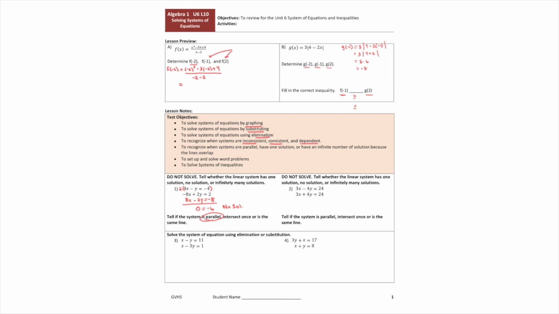So for this problem, we could not eliminate both the x's and y's. You're going to get an answer. So this one has one solution. And if it has one solution, they intersect once. And that makes it a consistent equation. Go ahead, solve numbers 3 and 4.